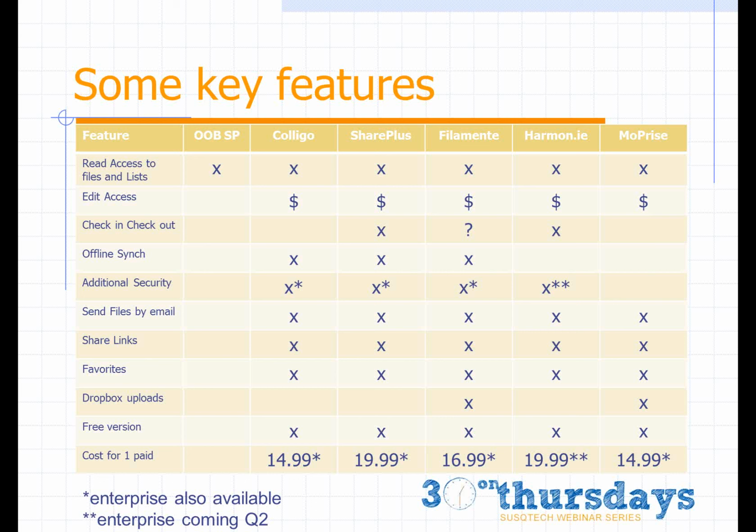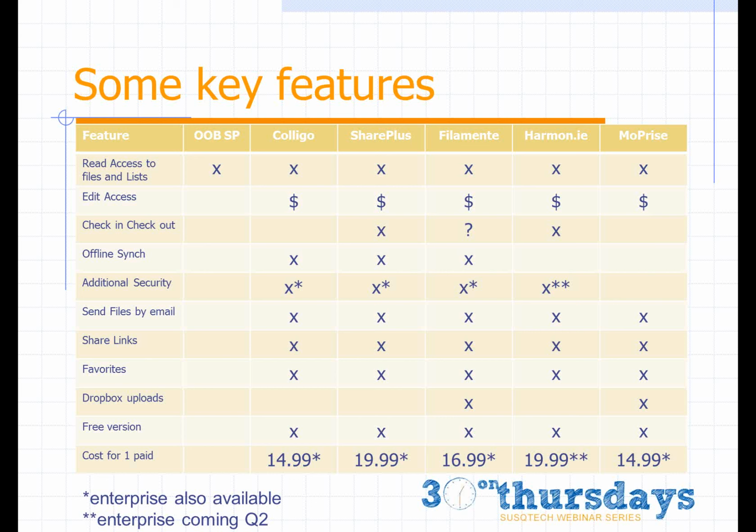What really gets different is editing access, checking in, checking out, and offline synchronization of the documents. And there are some that are very specifically focusing on the offline sync. Colligo, Filamente, those are extremely focused on the offline sync. And SharePlus does it as well. And then Harmon.ie is very specific in that you don't download anything to the iPad.